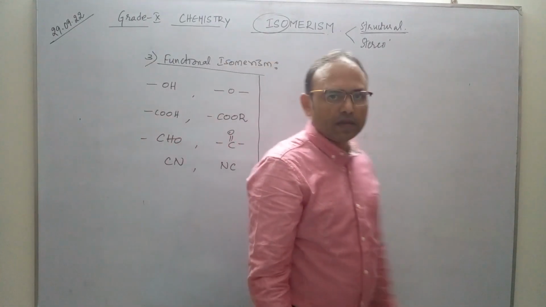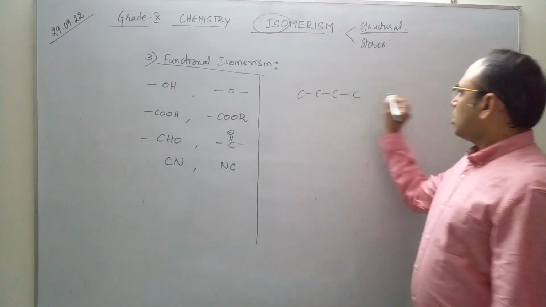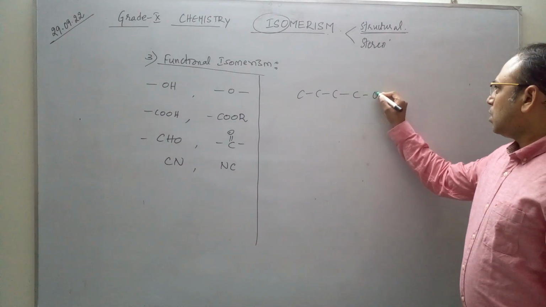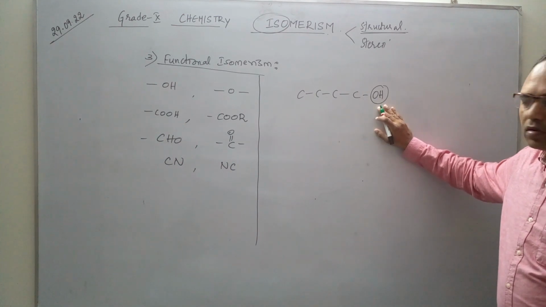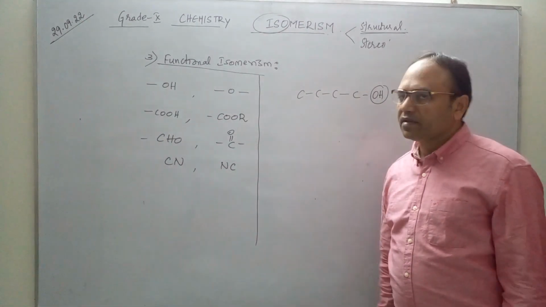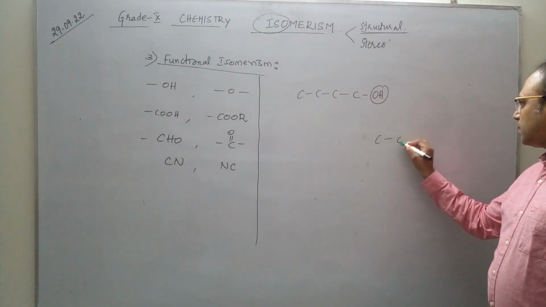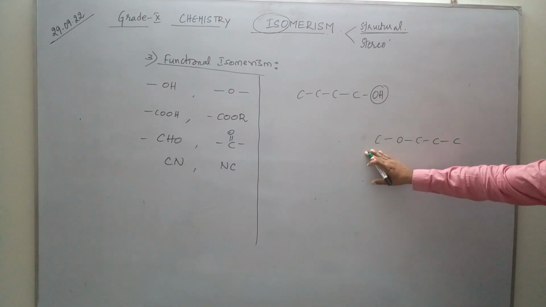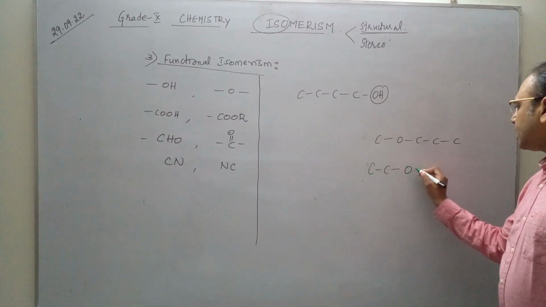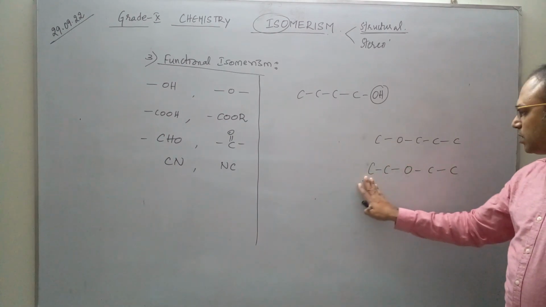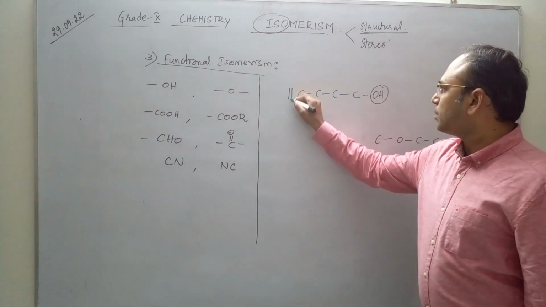Keeping this in mind, let us write one example here. First one, you have 4 carbons with the functional group alcohol. Whenever you have the functional group alcohol, definitely you should have ether as the second functional isomer. Therefore, let us write 4 carbons like this. In the first example, 1 on the left and 3 on the right. One more example with 2 carbons on the left and 2 carbons on the right. This is also possible. So now let us complete the hydrogens.